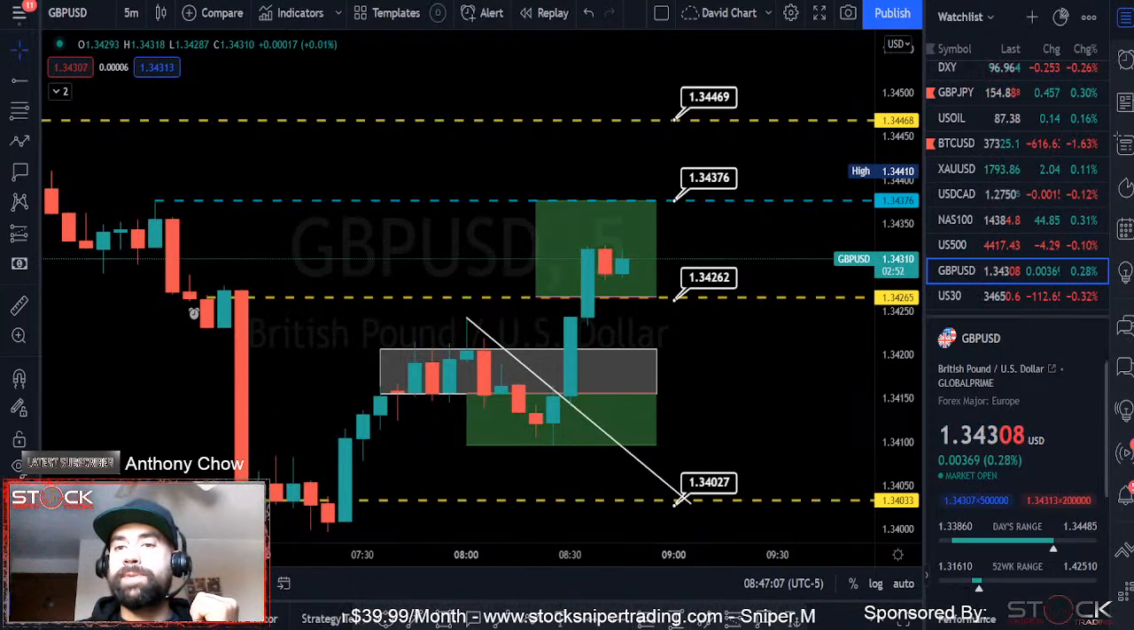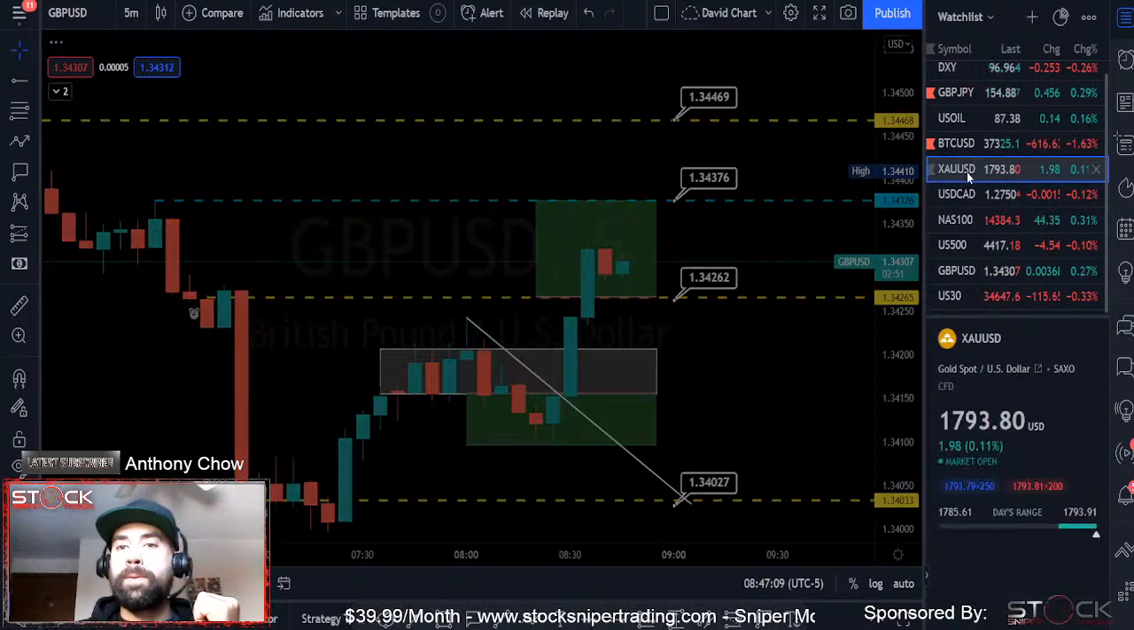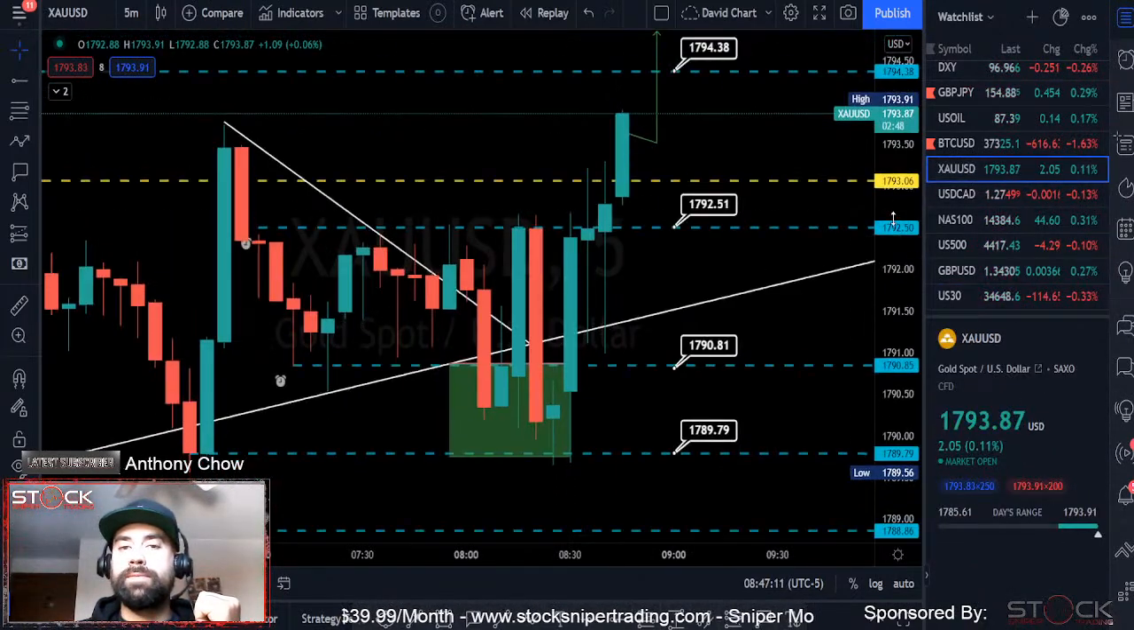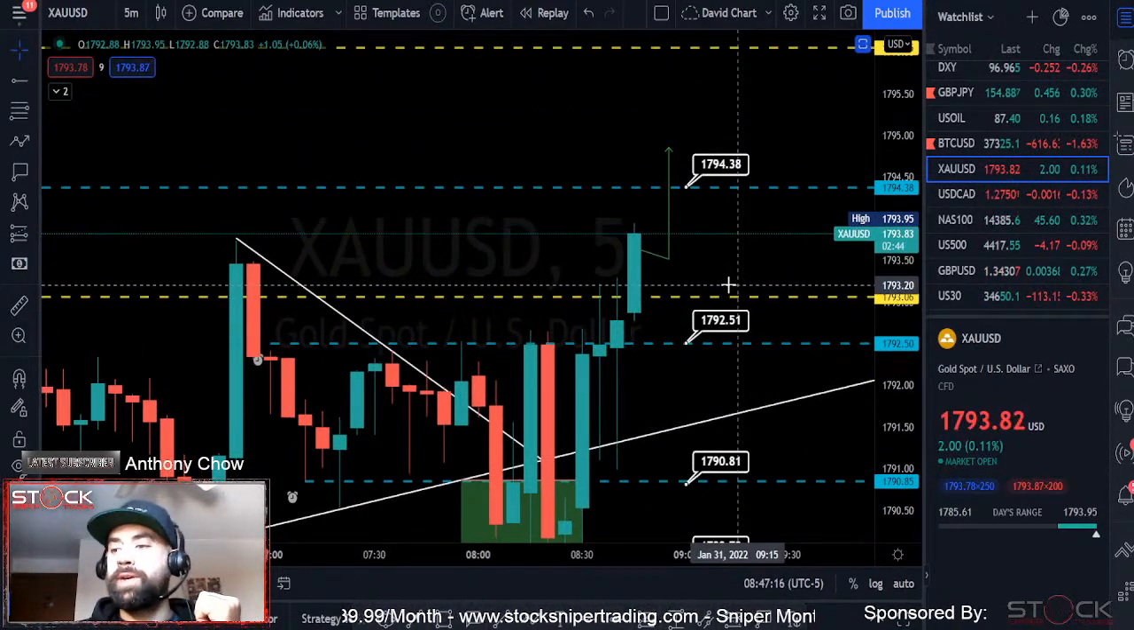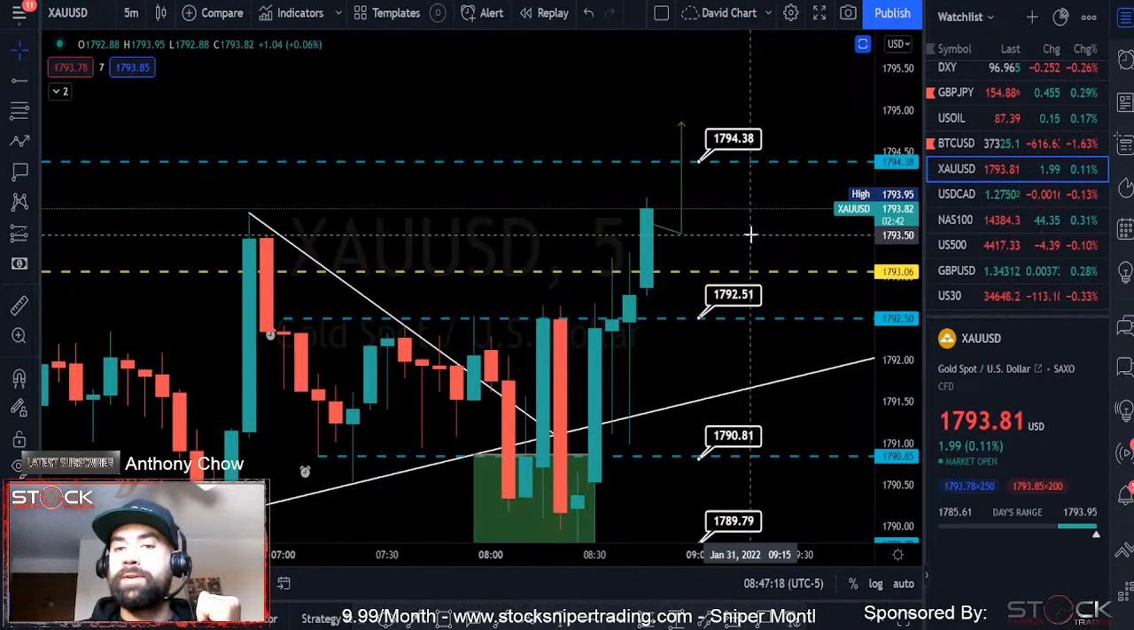Okay, gold is ripping to the upside. Oof. Okay, I'm still okay with it. At least I closed in blue, it wasn't red. Alright, that's okay with me.